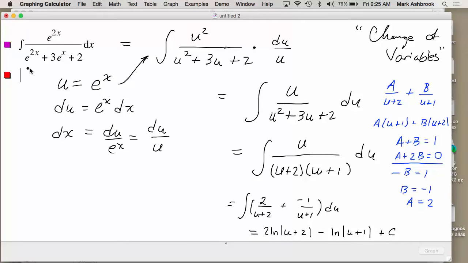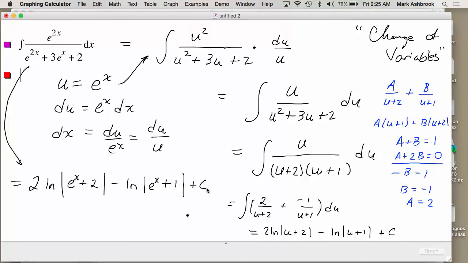So this thing right here is equal to 2 ln of what? e to the x plus 2, right? Because u is e to the x. Minus ln of e to the x plus 1, plus c. Okay, questions on this technique?